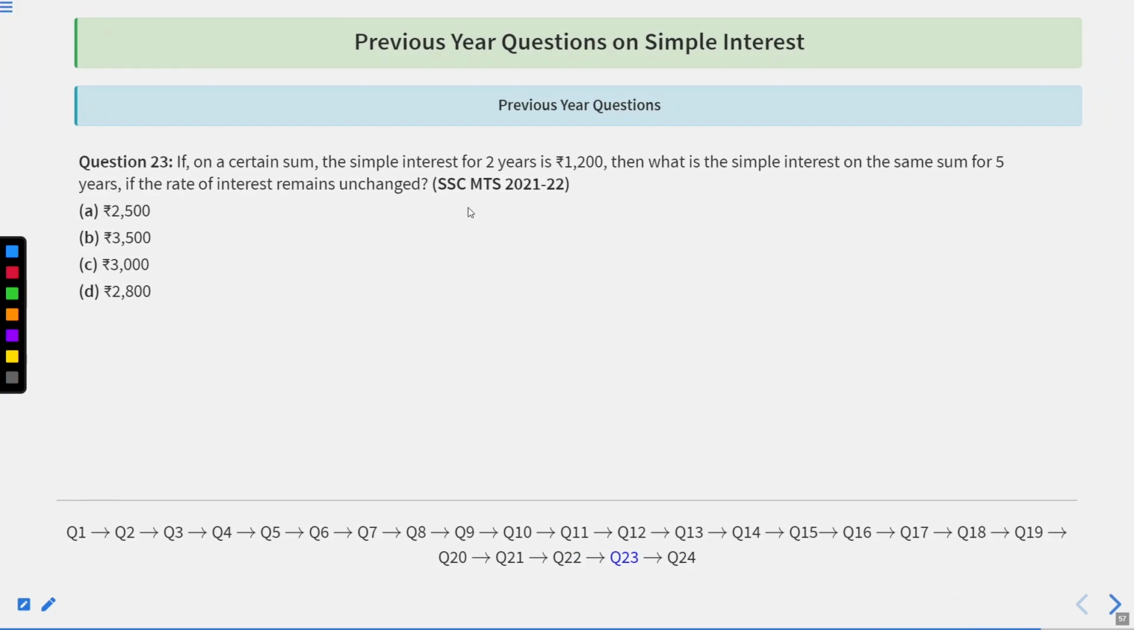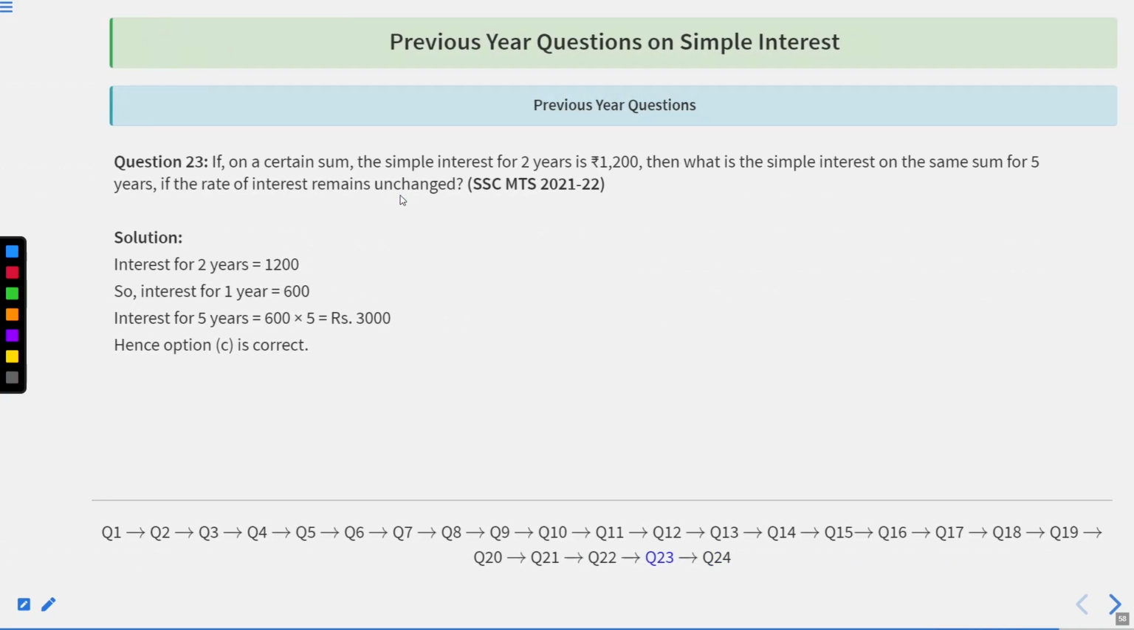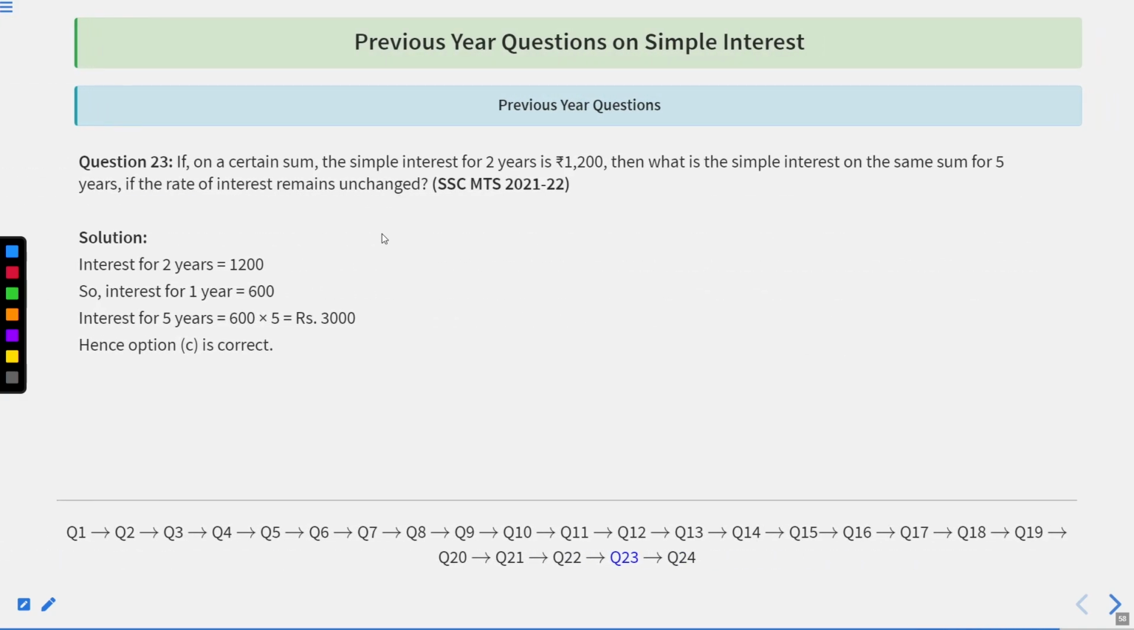Question number 23. If on a certain sum, the simple interest for 2 years is 1,200, then what is the simple interest on the same sum for 5 years if the rate of interest remains unchanged? So let us have a look over the solution. The interest for 2 years is 1,200, so the interest for 1 year will be 600. So the interest for 5 years will be 600 into 5, that is 3,000 rupees. So the correct option here is option C.